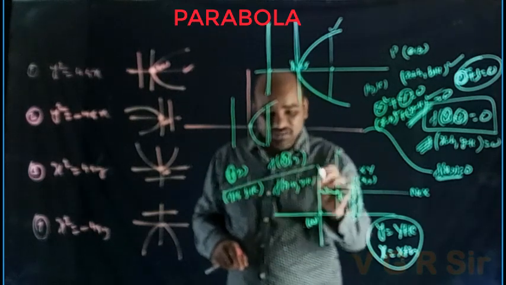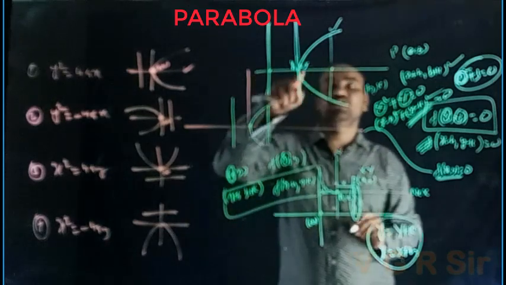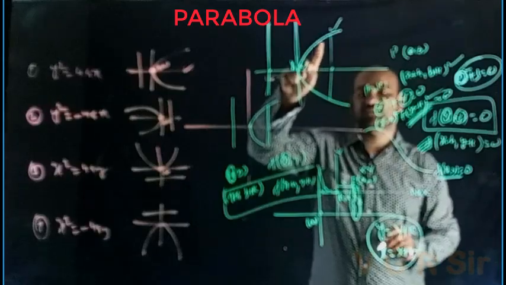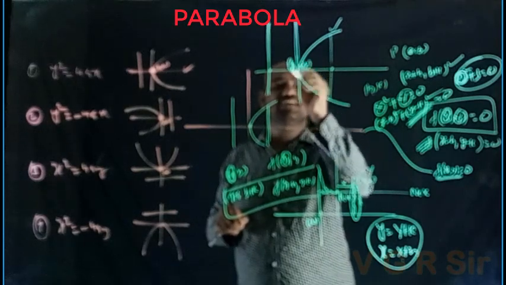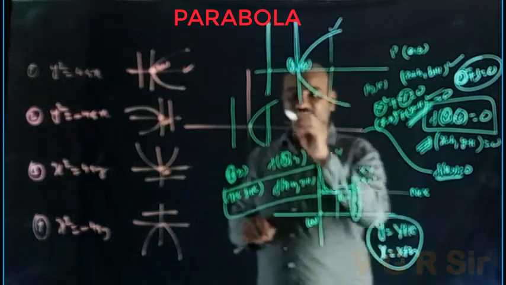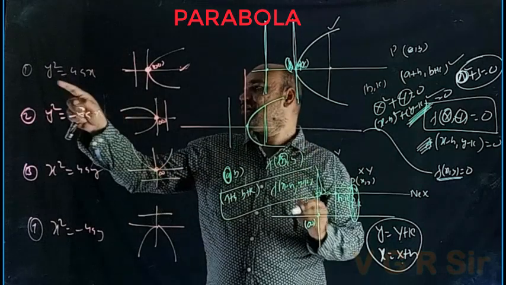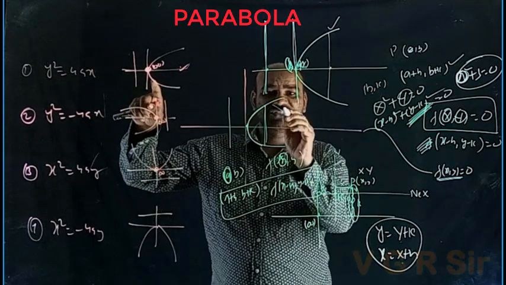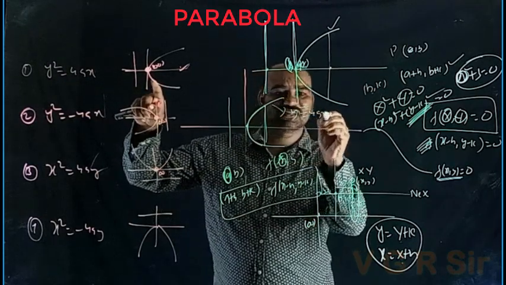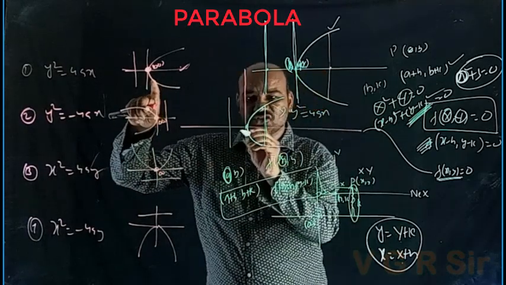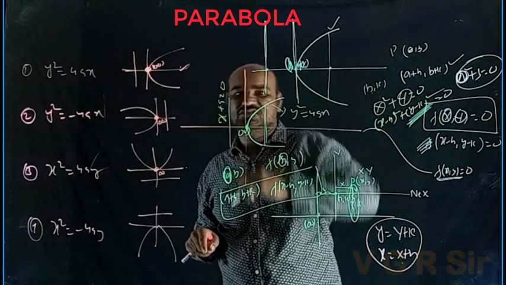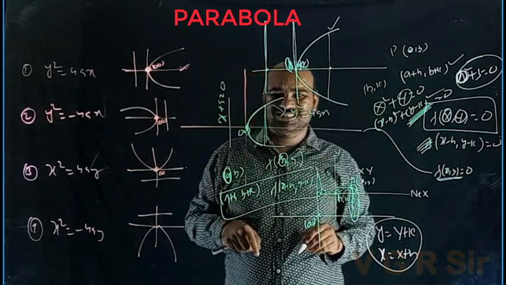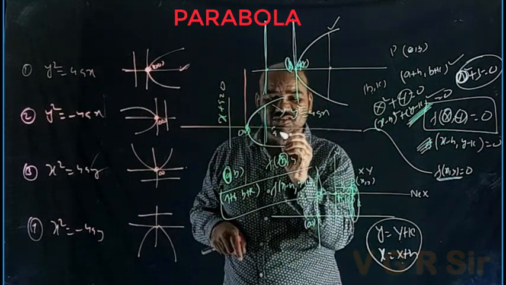By using this concept, we can find everything about this parabola. Everything means what? Origin is shifted to h comma k by translation of axis. Actually, the shape is showing the first form of the parabola only. So this is nothing but y square equal 4ax only. Its origin is 0 comma 0. The directrix equation is x plus a equal to 0.